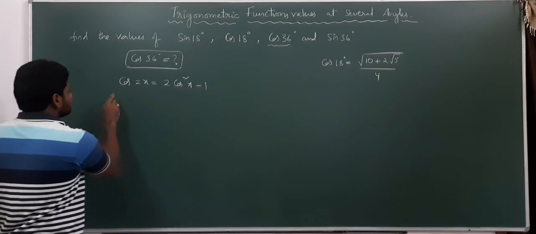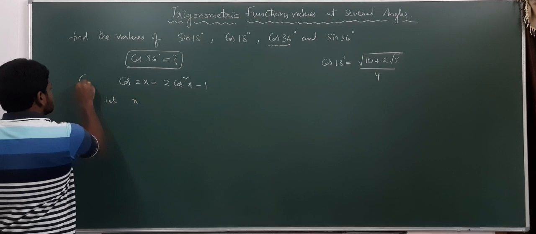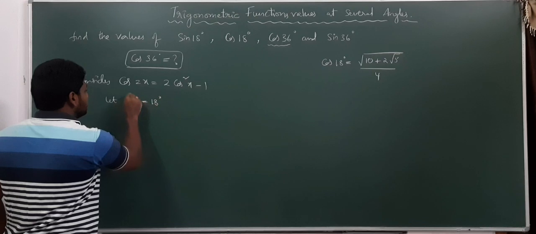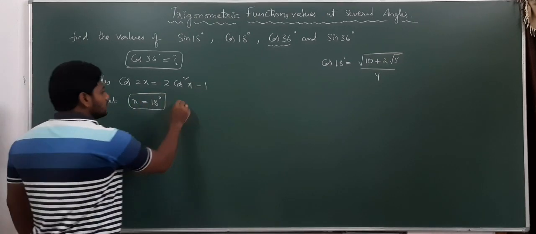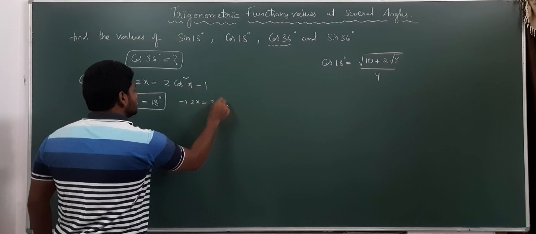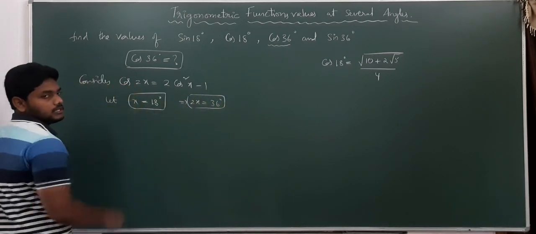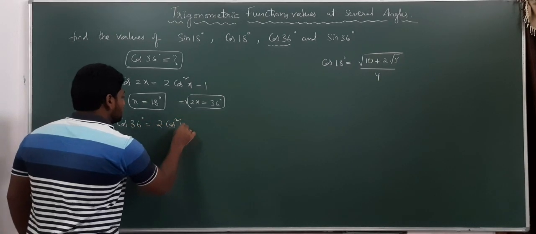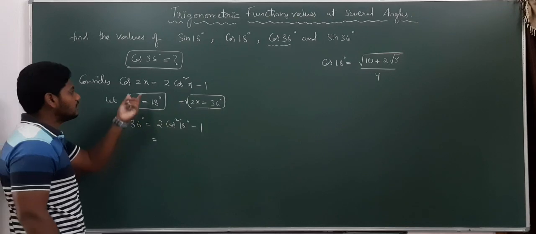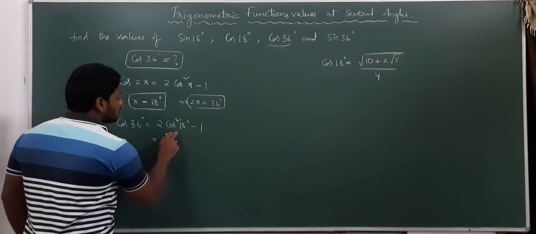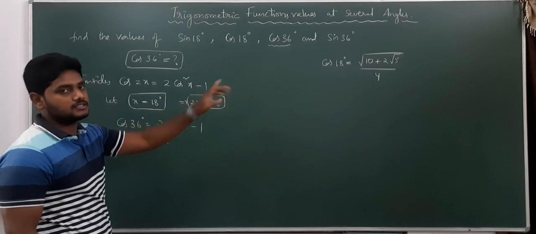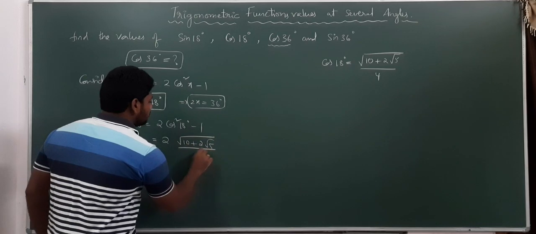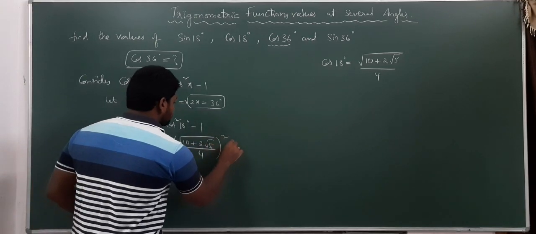If you consider this formula, let x be equal to 18 degrees, guys. If x is equal to 18, then 2x will become 36 degrees. Now you substitute these two here. So cos 36 degrees is equal to 2 cos square 18 degrees minus 1. Understand why we have considered this? Yes. Now cos 18 degrees value is square root of 10 plus 2 root 5 divided by 4, whole square, minus 1.